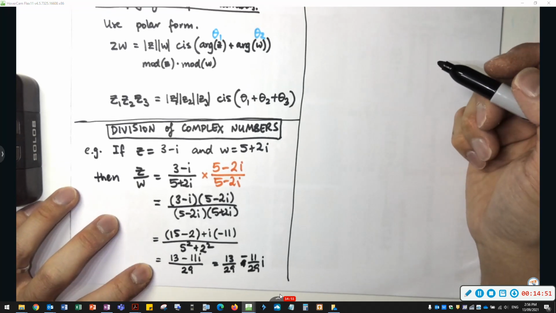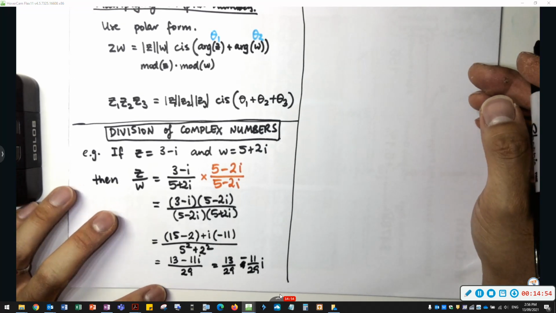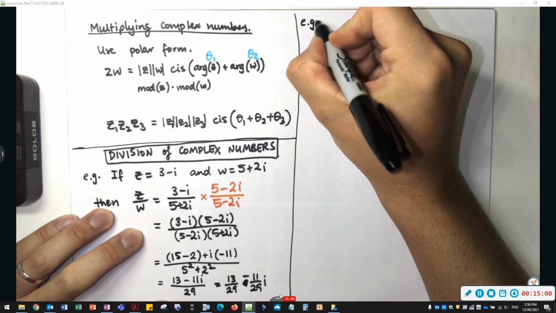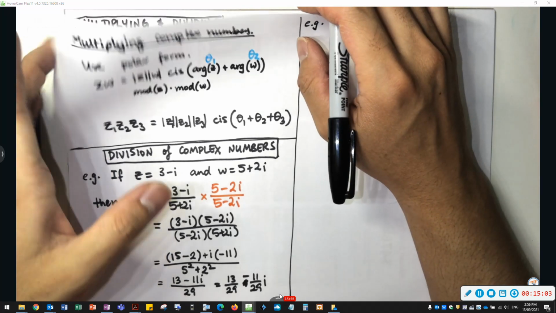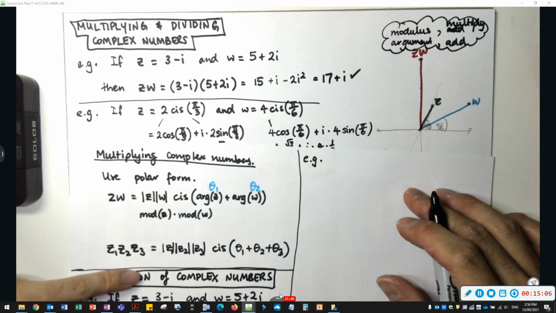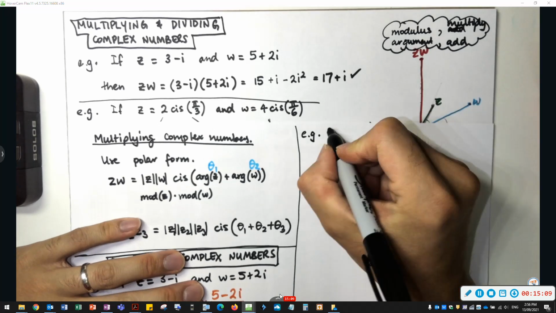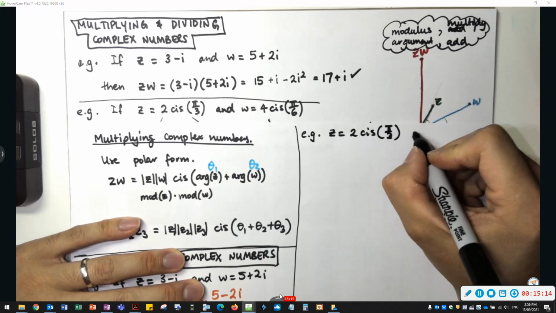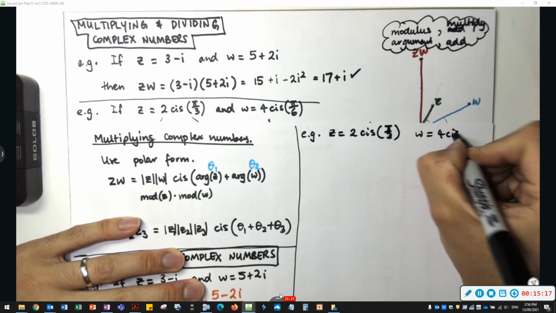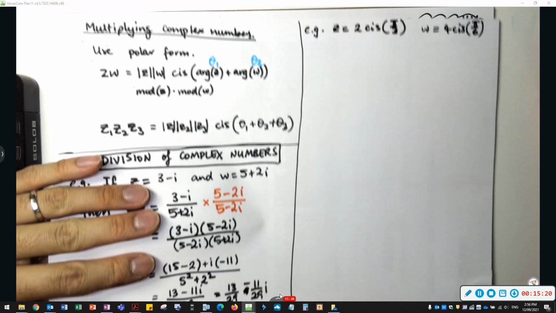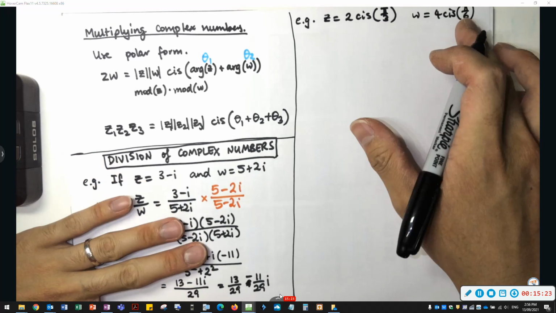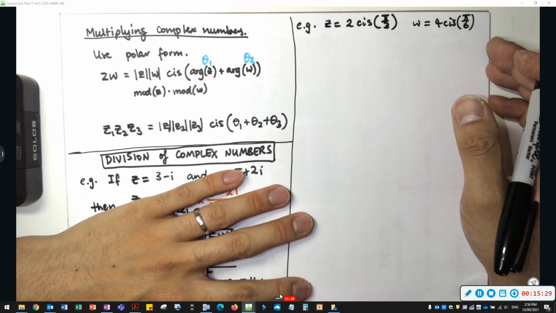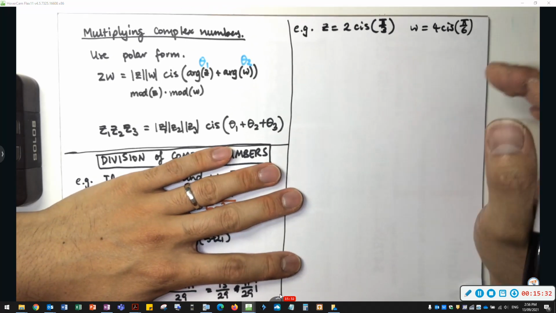So now, if we look at the example using polar form, this is a different set of complex numbers, but we'll use the same values from the previous question. We've got z equals 2 cis pi on 3 and w equals 4 cis pi on 6. Now, it's good to note that I'm going to be dividing by the smaller argument. If it was the other way, you're probably going to notice that you have a negative overall argument. Okay, I'll show you what I mean by this.